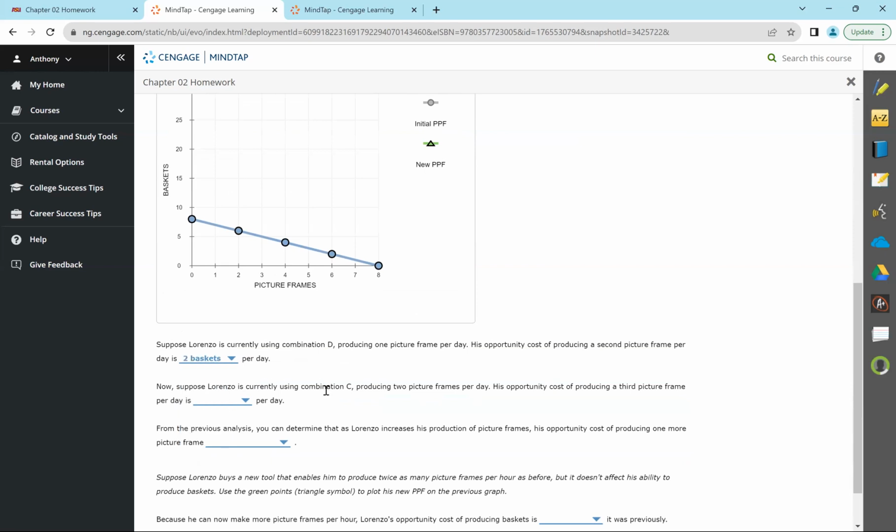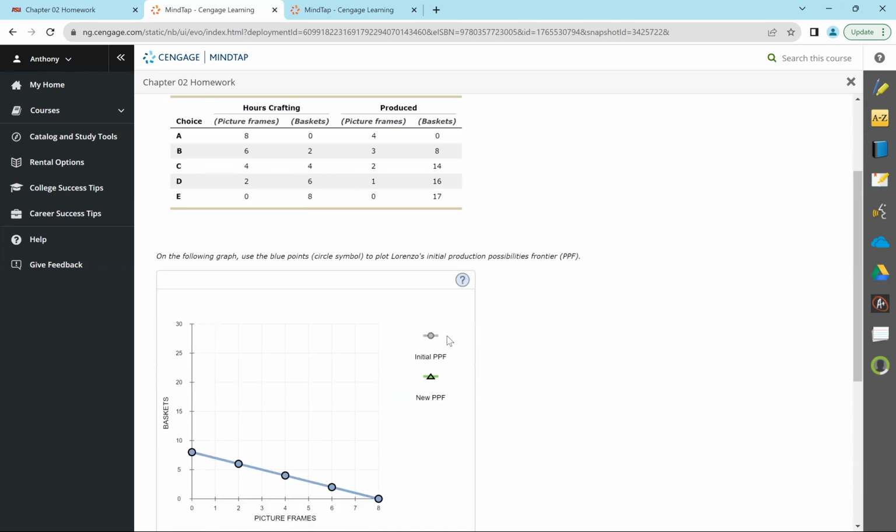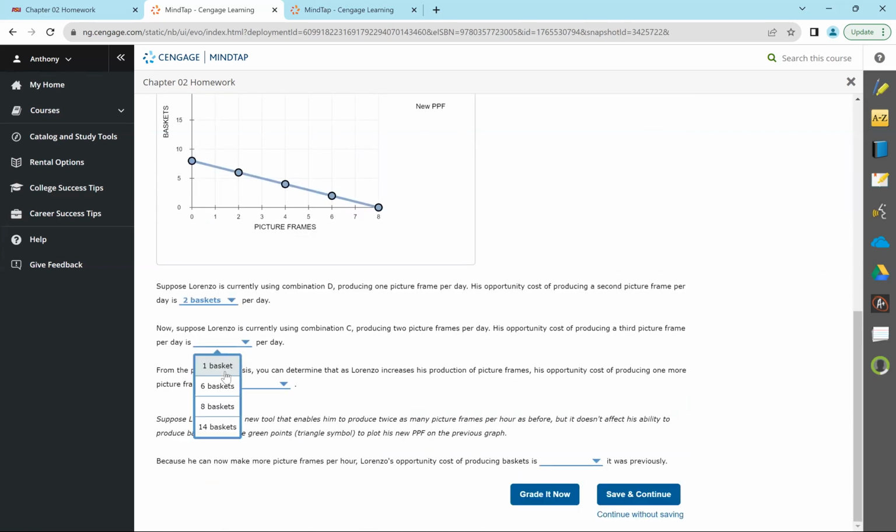2 baskets per day. Now suppose Lorenzo is using combination C, producing 2 picture frames per day, and now he wants to produce a third. So he's got 2 picture frames. He wants to produce a third. That's going to cost him 6 baskets, and that's a lot.